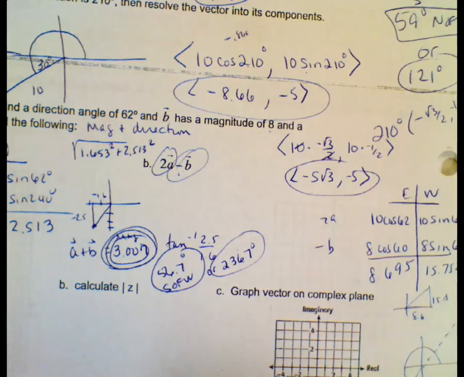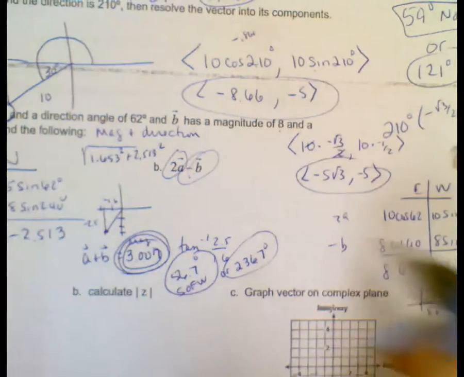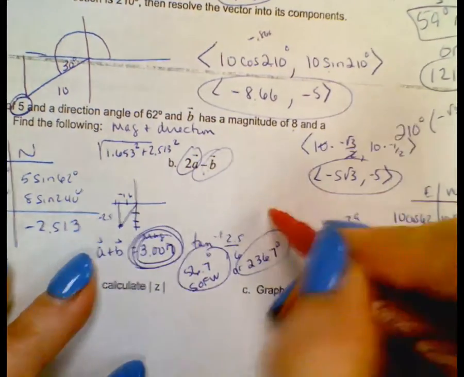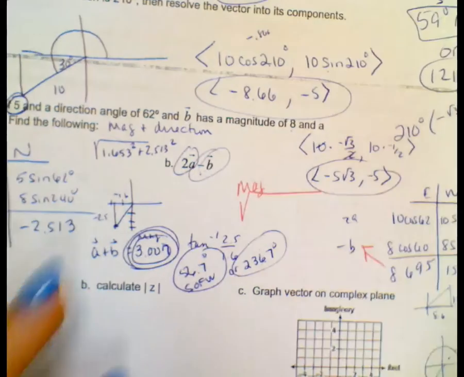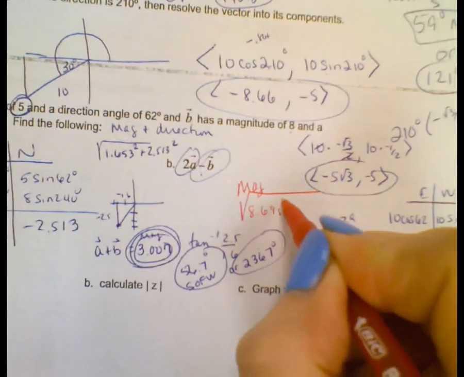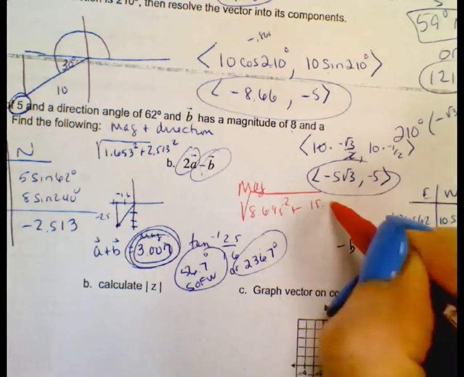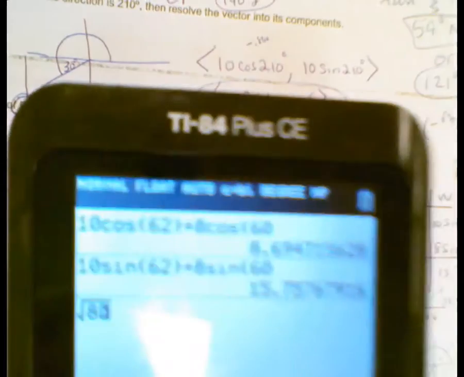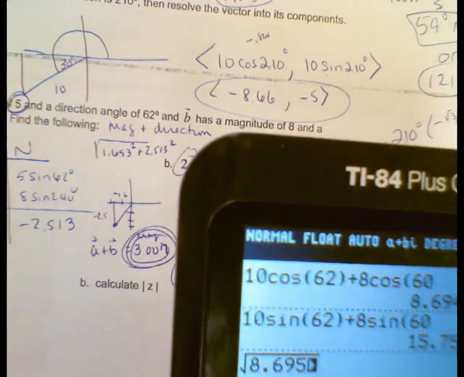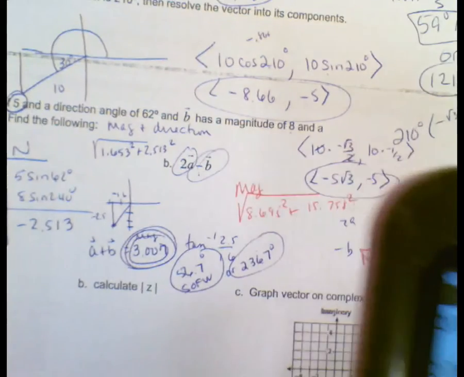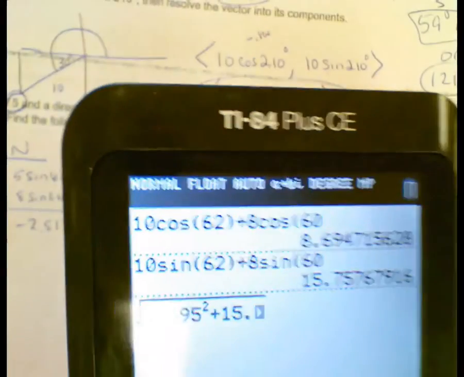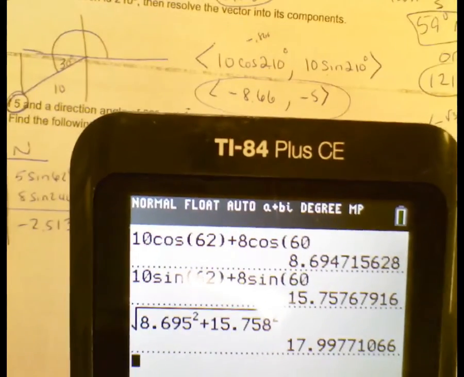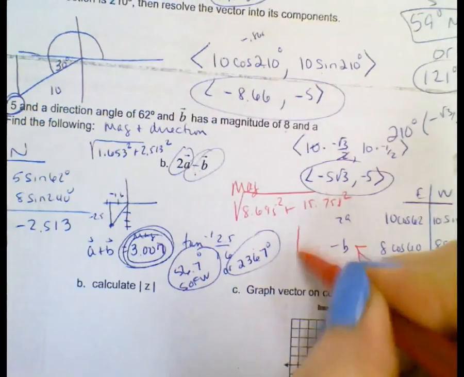So I'm going to be asking you for the magnitude of this. There's really no room to show this one. I'm going to do this in red so it stands out. I'm going to do this over here. So the magnitude is the square root of 8.695 squared and 15.758 squared, which equals 17.99. We'll round that up to 18. So we're going to say the magnitude is about 18.